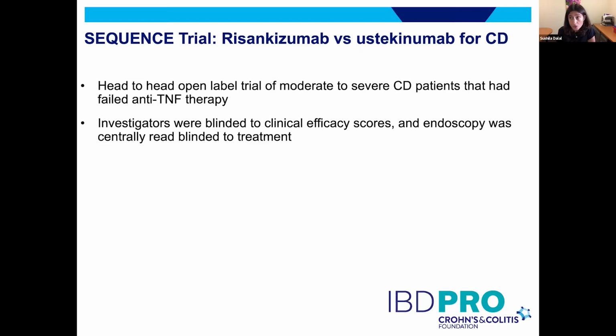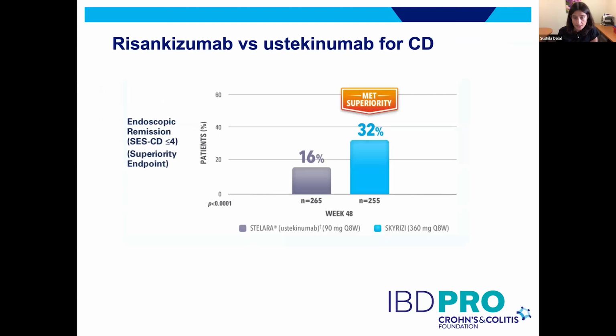The investigators, even though the therapy was open label, were blinded to the clinical efficacy scores, and endoscopy was centrally read and blinded to treatment. So the people that were reading out the results were blinded to what they were on. So this is the superiority data.